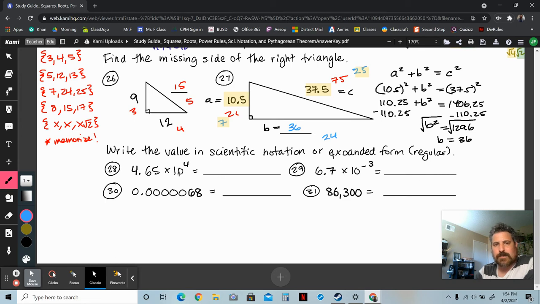So in scientific notation, when you see a positive power of 10, you're going to move the decimal place to the right when you see that.